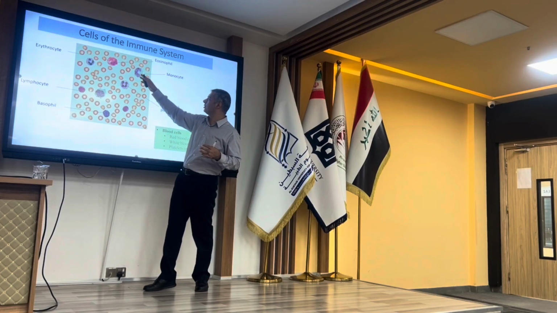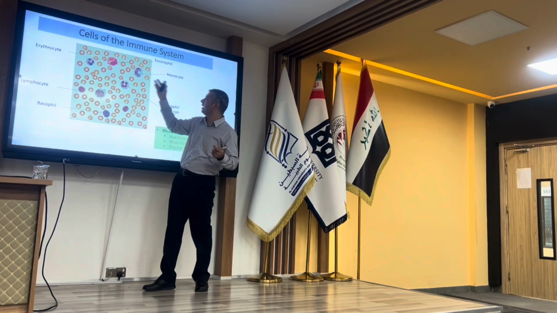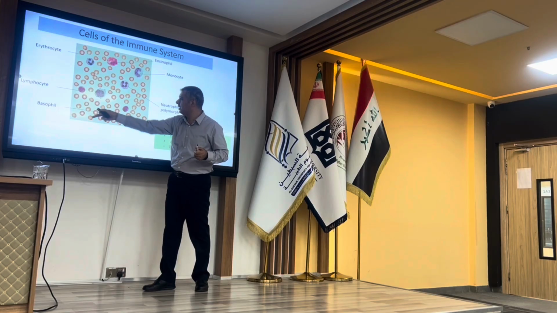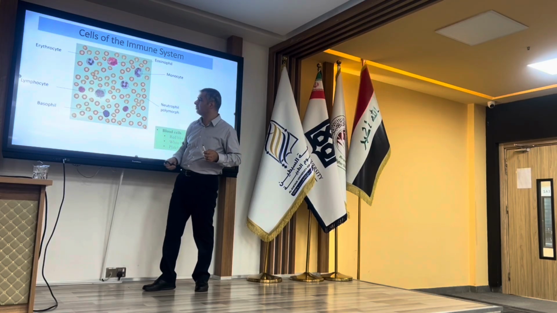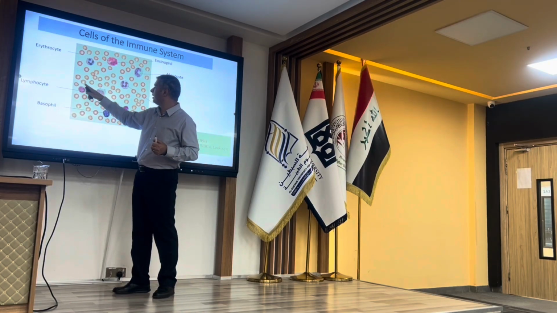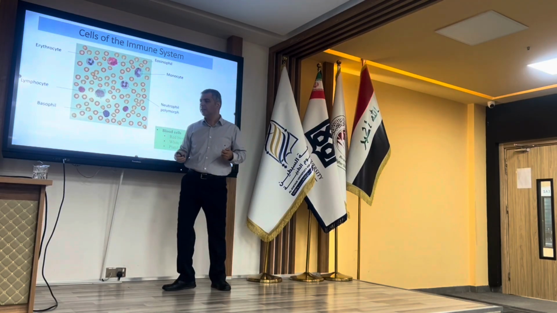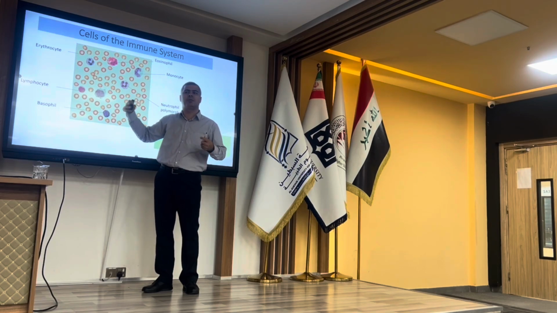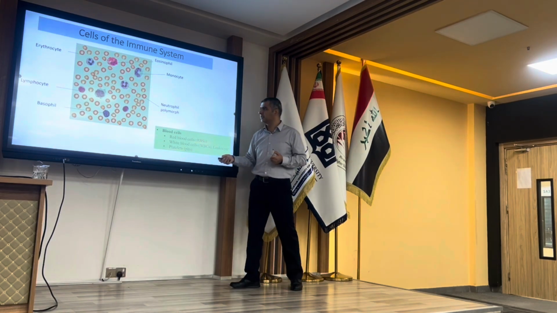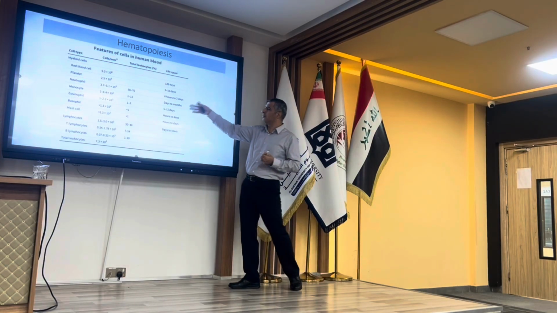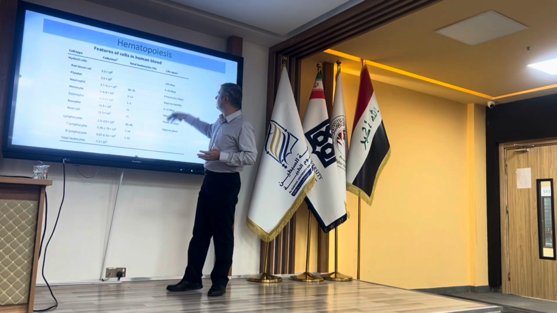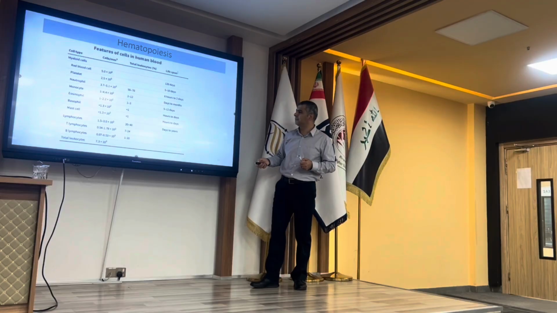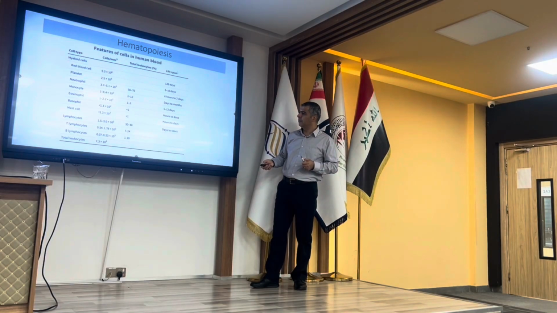For example, monocytes do not have granules, but eosinophils, basophils, and neutrophils have some granules, and lymphocytes are small cells. T cells, B cells, and NK cells are the same in appearance, not in function. I'm talking about the appearance, morphology, or phenotype of the cells. So we have a different number of each cell in the blood circulation, and their lifespan is different as well.